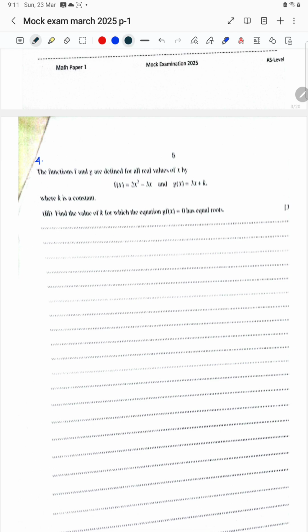The image is not as clear, but I can write it here. Functions f and g are defined for all real values of x, where f of x is 2x squared minus 3x, and g of x is 3x plus k. It's a 3 marks question.